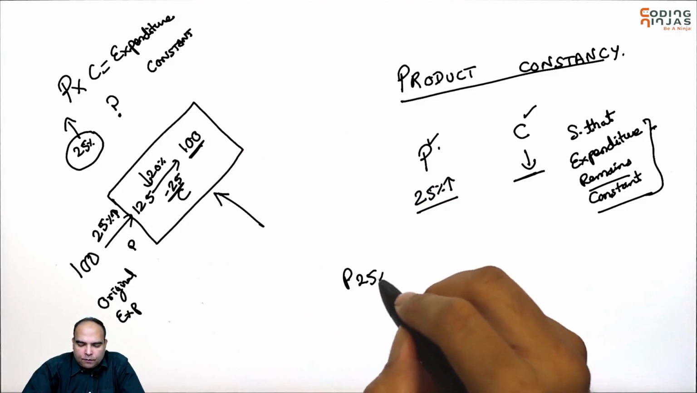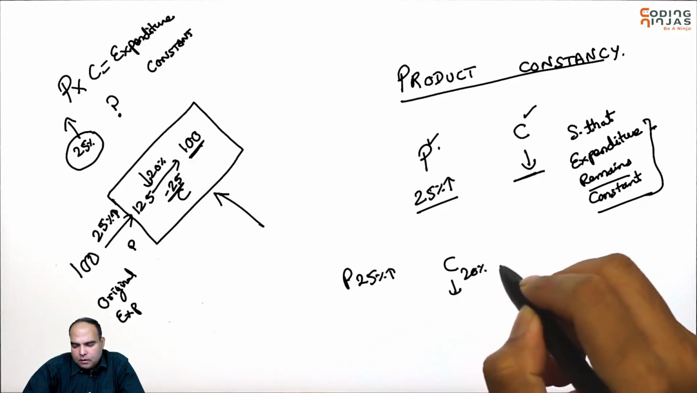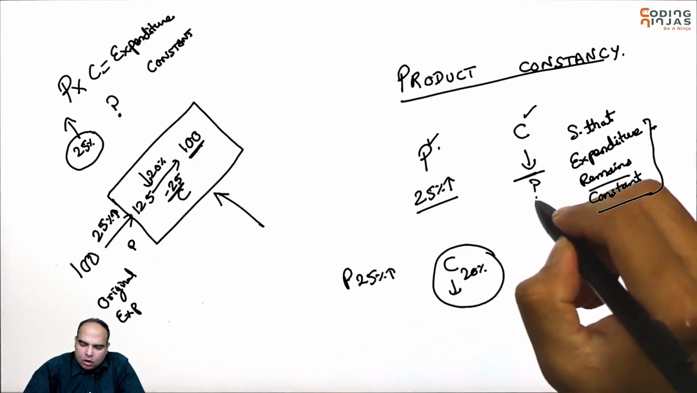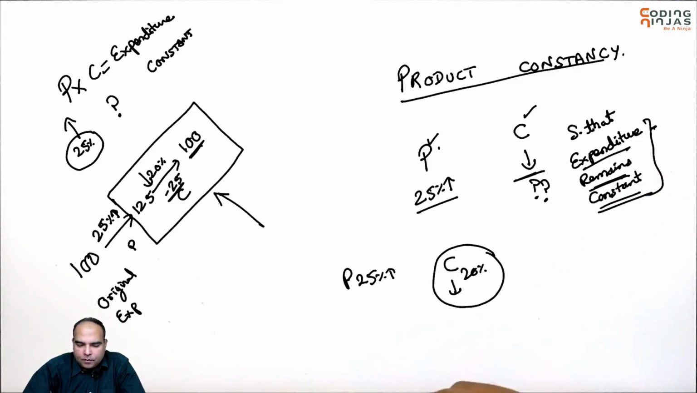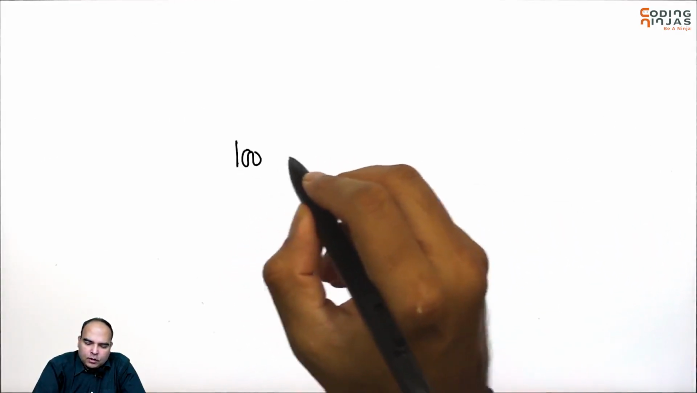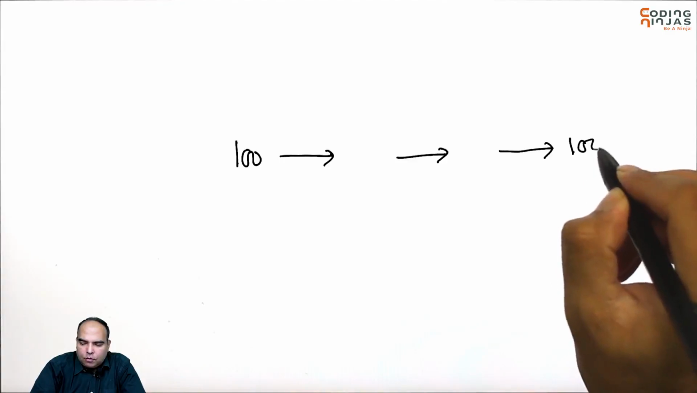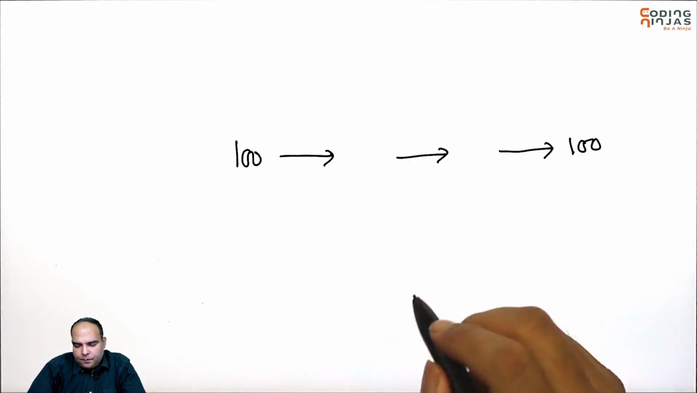Price was increased by 25%, consumption needs to be dropped by 20%, and this is the answer to the question which had asked us, how much do I need to drop consumption so that my expenditure remains constant? Right, so this is the PCG applied to product constancy. Essentially what you do for product constancy is, after the series of changes, you need to come back to 100.